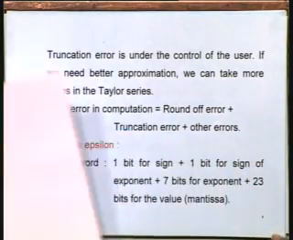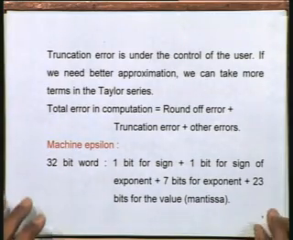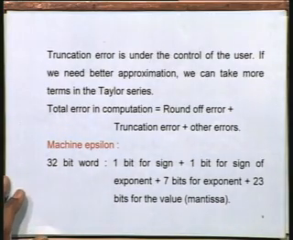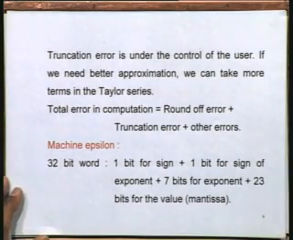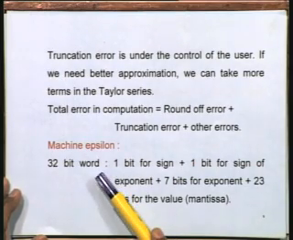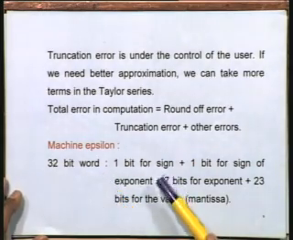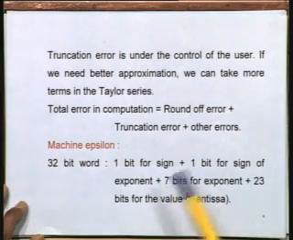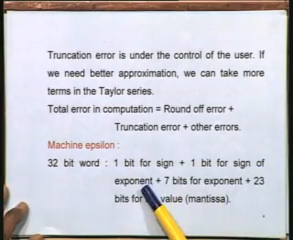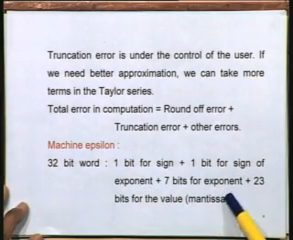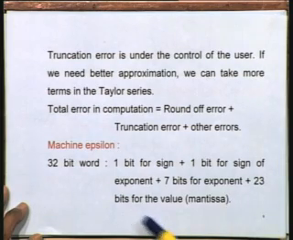We know that all our computers have finite word lengths. Either we may have a 32-bit word length or we may have a 64-bit word length. If we take a 32-bit word in the machine, then 1 bit is used for sign, 1 bit for the sign of the exponent, 7 bits are used for the exponent, and 23 bits for the value.